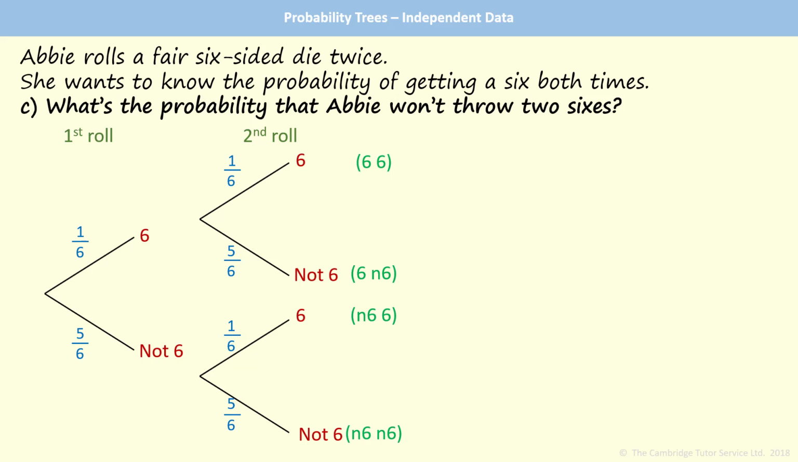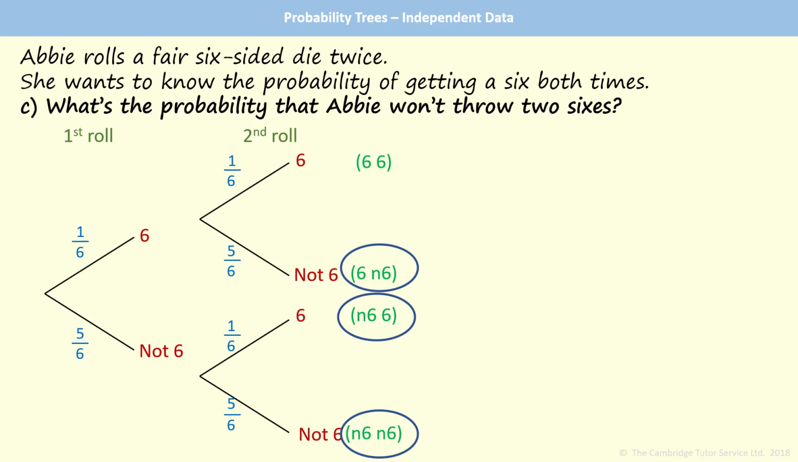Now we need to be careful with the wording with these kind of questions, because the question could have been, what's the probability that both times she doesn't roll a 6? And that would just be not 6, not 6. But the question says she won't throw 2 6s. That could mean she throws 1 6 on one of her rolls, but not on the other. So we need to include not 6, 6 and 6, not 6.